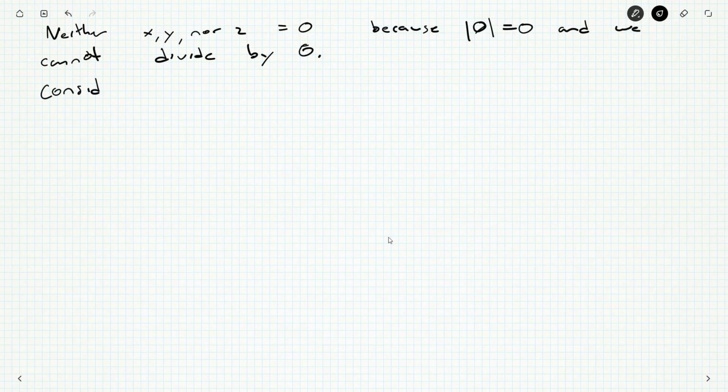Alright. Let's see. Consider x. So consider first, let's say, the absolute value of x. How is the absolute value of x defined? Well, it's a piecewise function. It's negative x if x is less than 0, and it's positive x if x is greater than or equal to 0. If x is negative, we multiply it by -1 in order to make it positive. If x is already positive, we keep it positive.